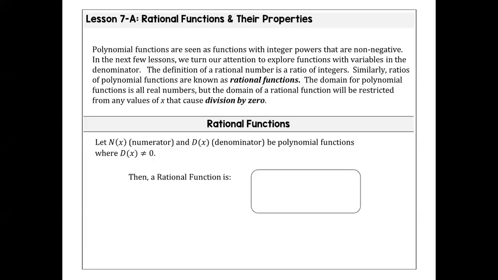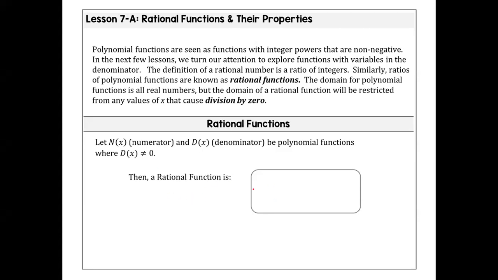So we're on part one, day one of polynomial functions. And we've seen polynomials before. Remember, a polynomial is where you have integers as powers, positive integers only as powers, right? Now, what's going to be different here is that now we're dividing polynomials, which turns it into rational functions, okay?